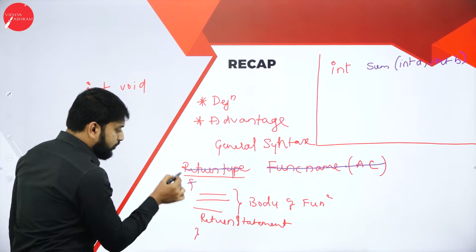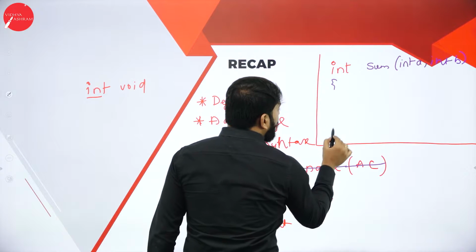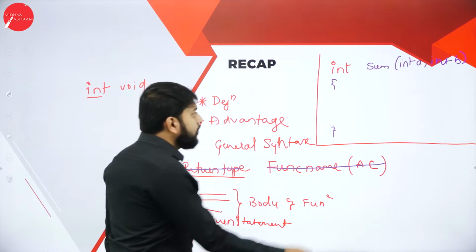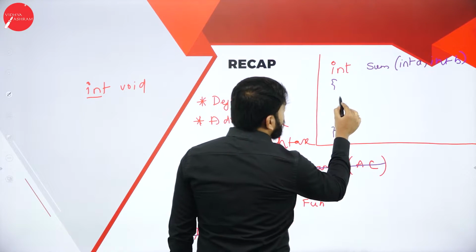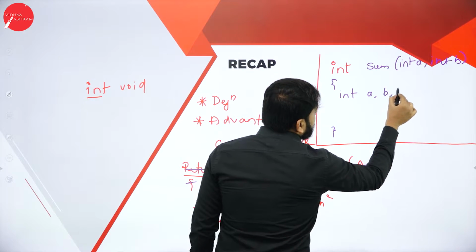Then after that, I'll use open and close brackets. Then after that, I have to have my statements, right? I want to perform the addition of 2 numbers. Then how do I do it? I'll just take int A, comma B, comma C.